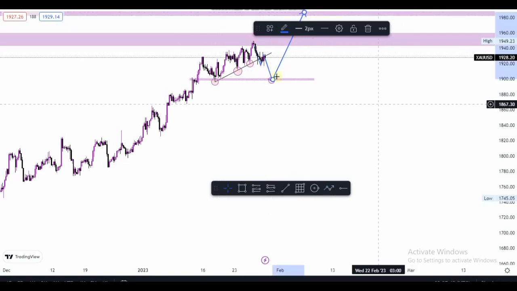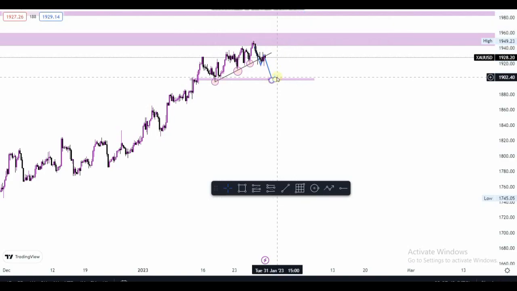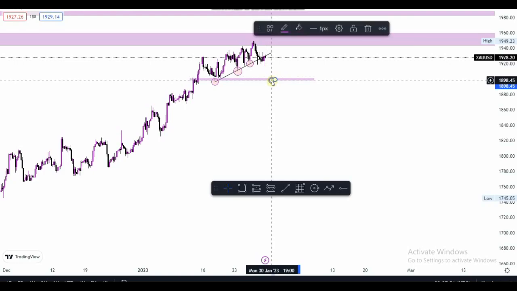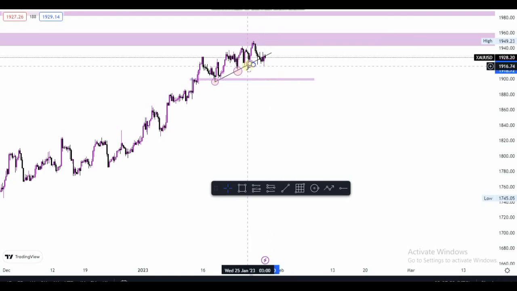So let's go down over to a 1 hour time frame and see what the market is showing us. So I'll just remove these circles over here, and I'll just show you what we see on the 1 hour time frame.